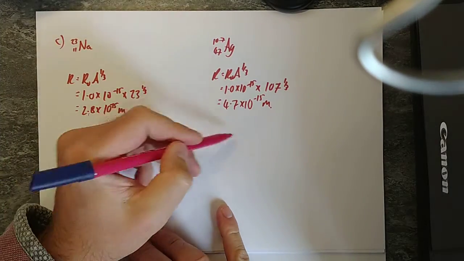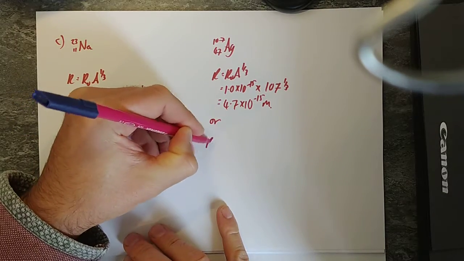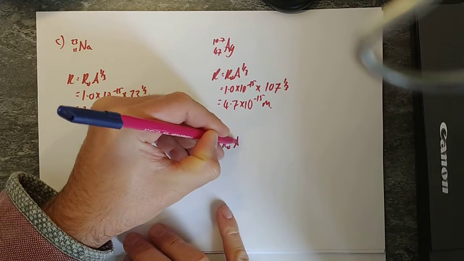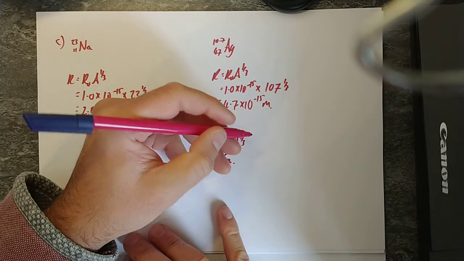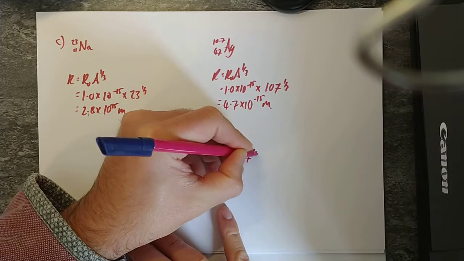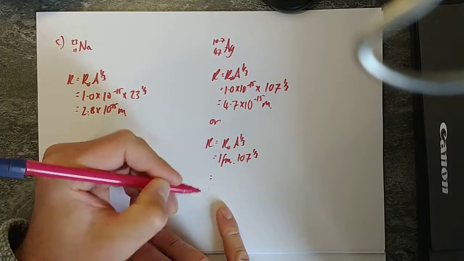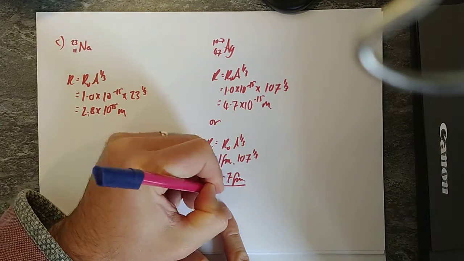You can do this another way. You can just leave it in terms of femtometers. So the other way of doing it is R equals R naught A to the power of a third, which is equal to 1 femtometer multiplied by 107 to the power of a third. So you can just leave it in that, and then you write your final answer in terms of femtometers. It's going to be 4.7 femtometers.